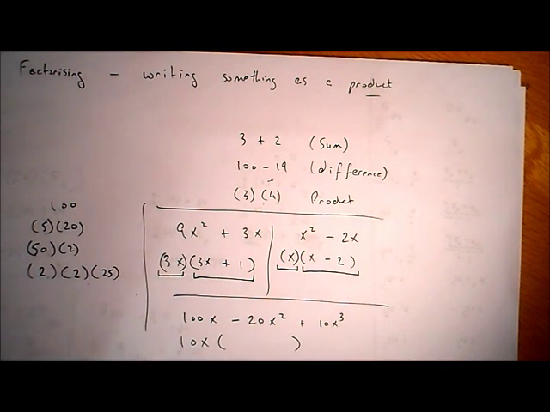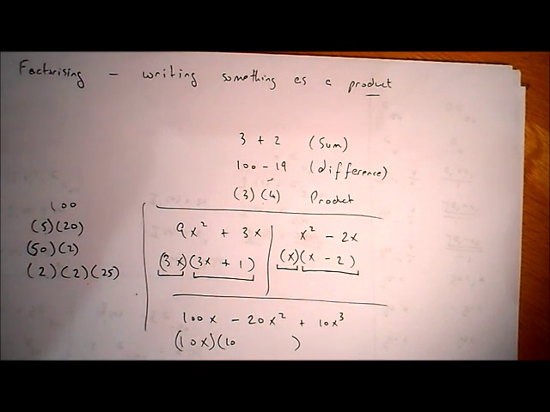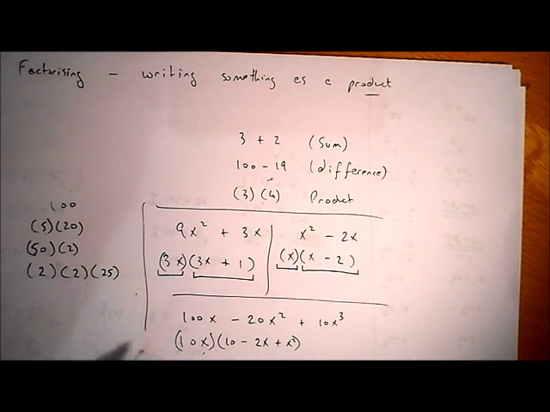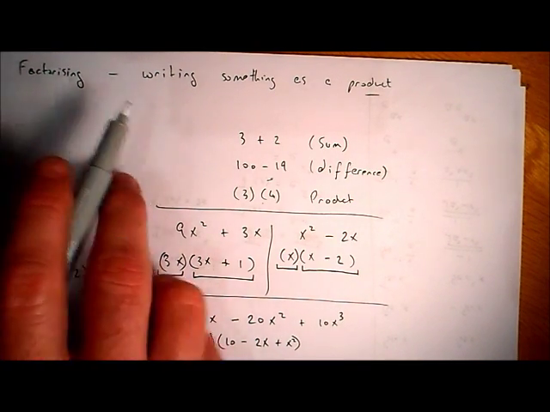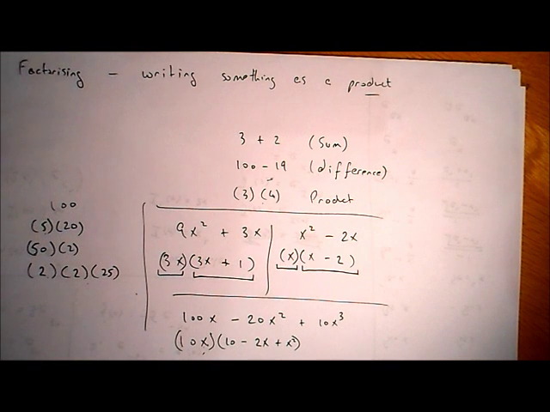So we've got to figure out what goes in the bracket here. 10x multiplied by what will give me 100x? 10x by 10 is 100x. 10x by what will give me minus 20x squared? 10x by minus 2x: 10 by minus 2 is minus 20, and x by x is x squared. And 10x times what gives me 10x cubed? Well, it's going to be x squared, because 10x by x squared is 10x cubed. So factorizing just means writing something as a product.